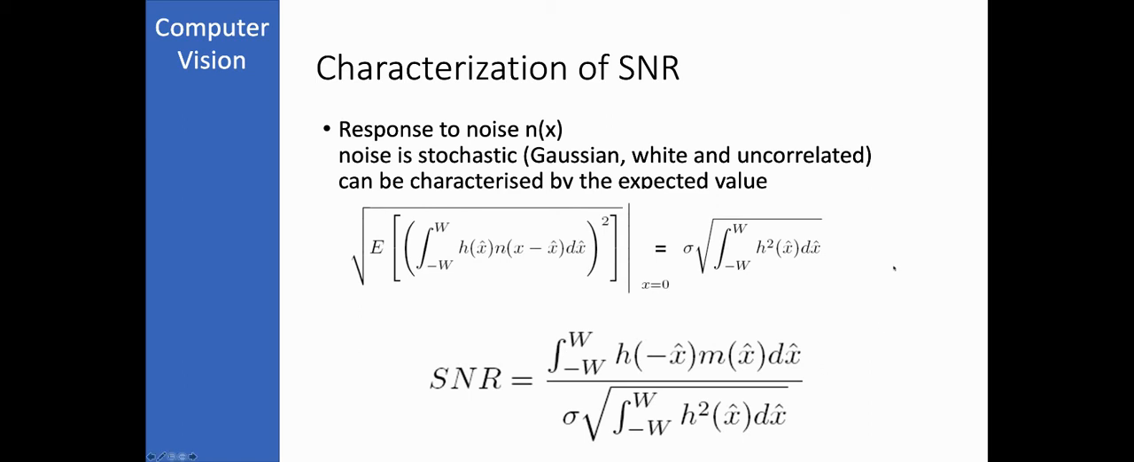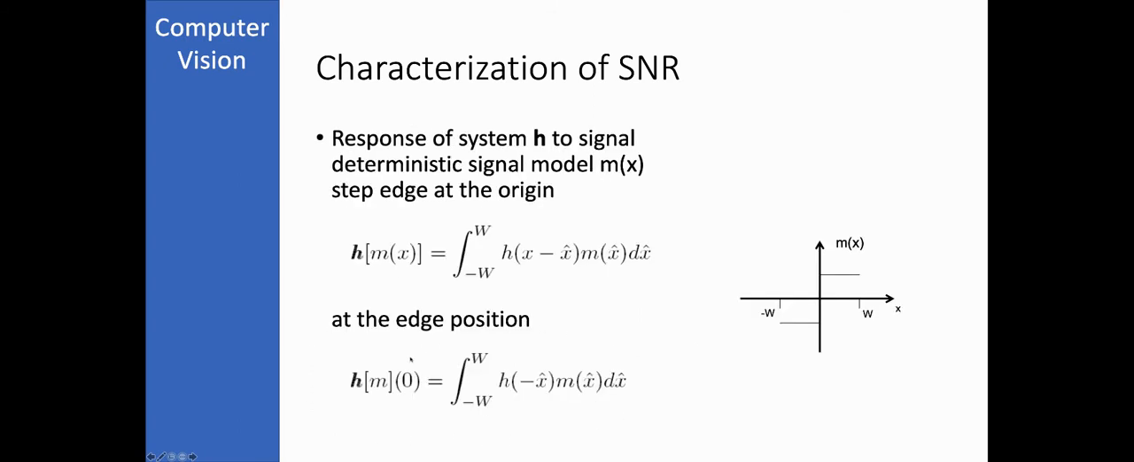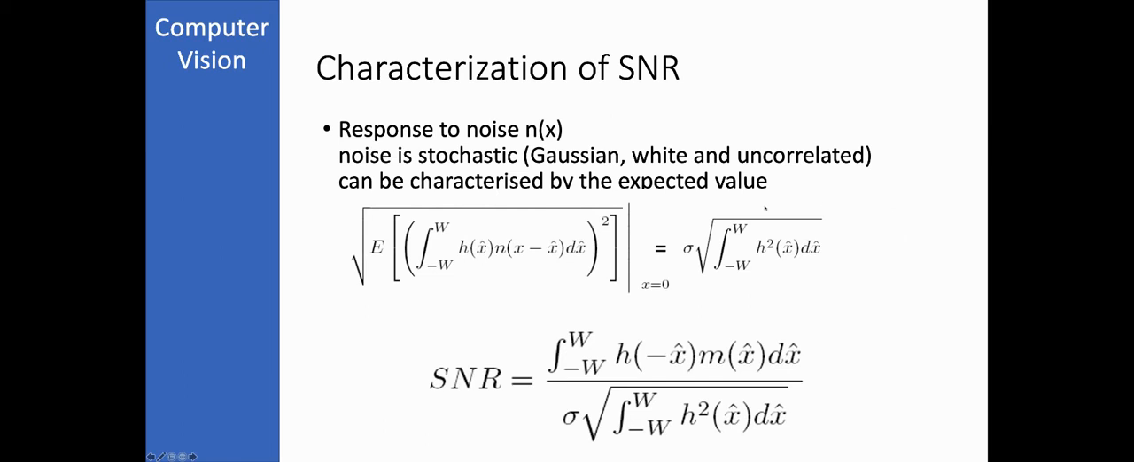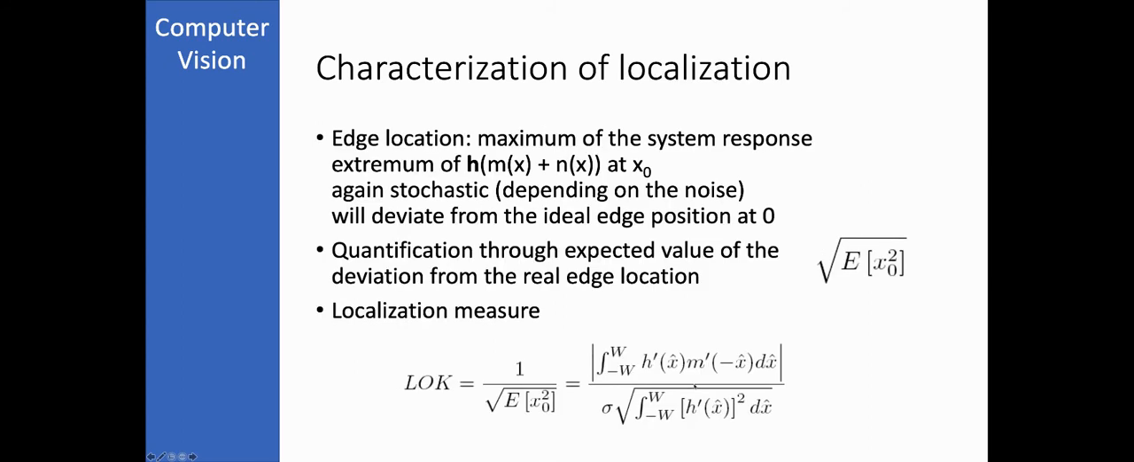Signal to noise ratio simply means the ratio of the response of the system to a pure edge and the response of the system to the noise. So that's the SNR. The second characterization was about the localization. So we want to locate edges at the right point. The maximum of the system response should really be at x0.